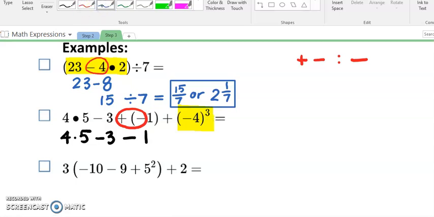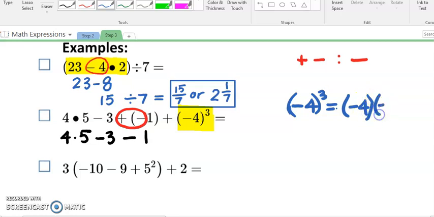So off to the side, let's do that. -4 to the third in parentheses. What does that mean? That means -4 times -4 times -4. That's literally what -4 cubed means. And when I multiply those, I get -64.